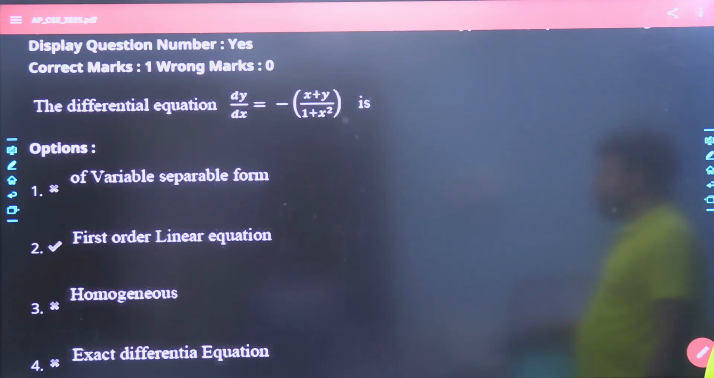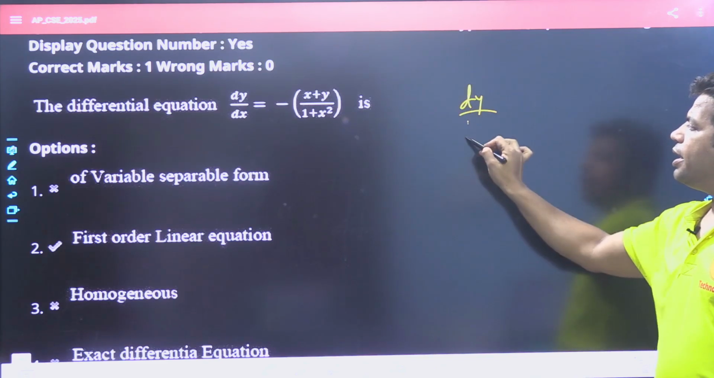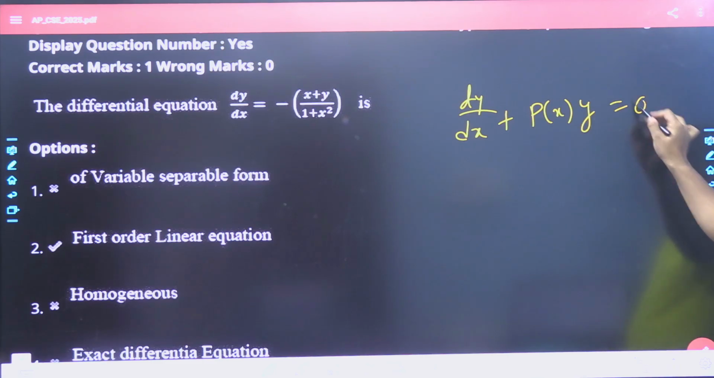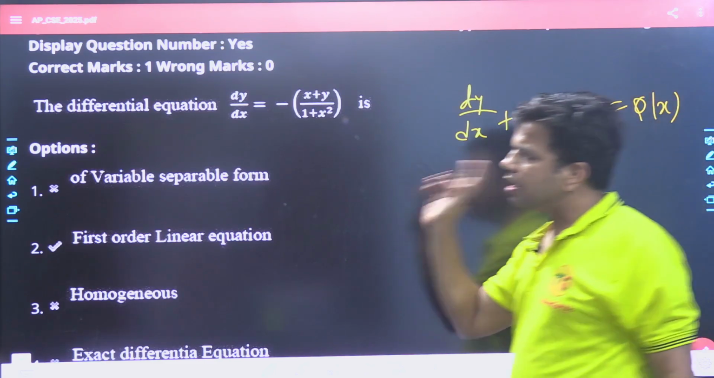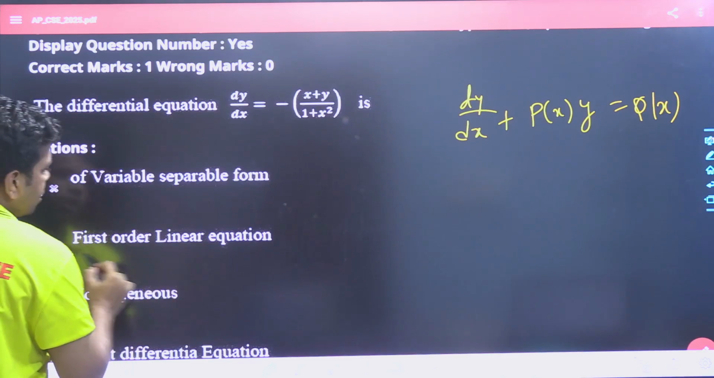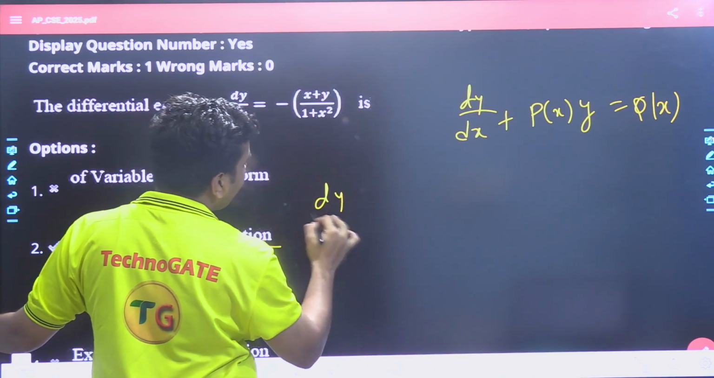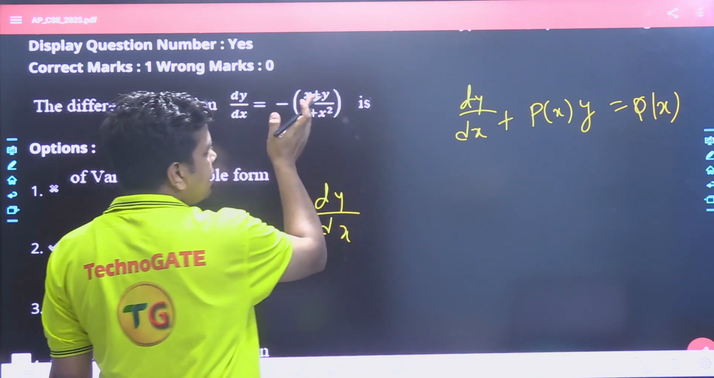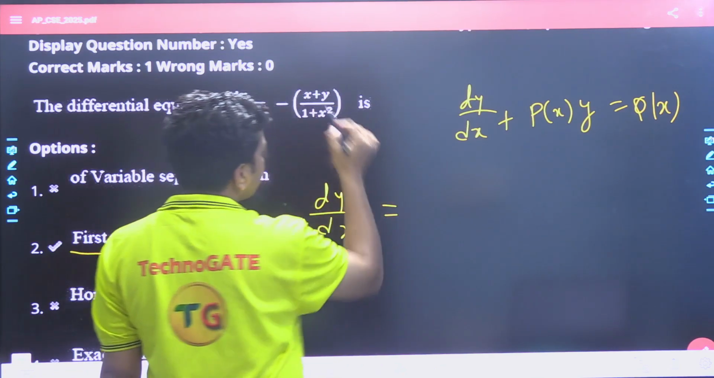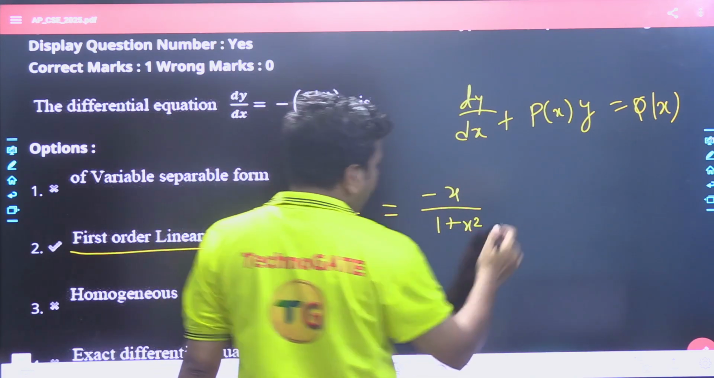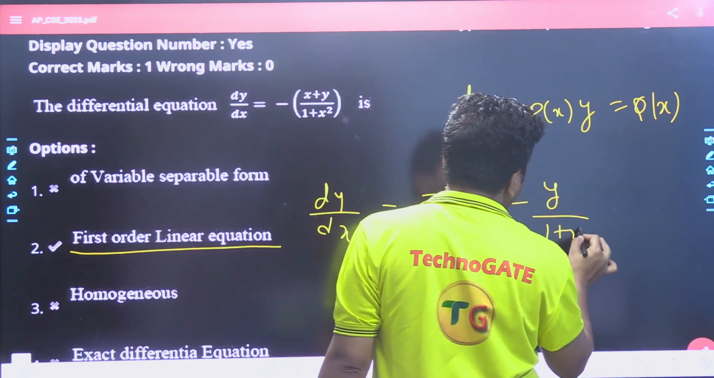Now we have a differential equation, and they are asking which category it belongs to. Just remember one point. If you are able to write the differential equation as dy by dx plus p(x) y equals q(x), then the equation is a first order linear equation. Can we change this into that form? Let's see: dy by dx equals minus x upon 1 plus x square, minus y upon 1 plus x square.